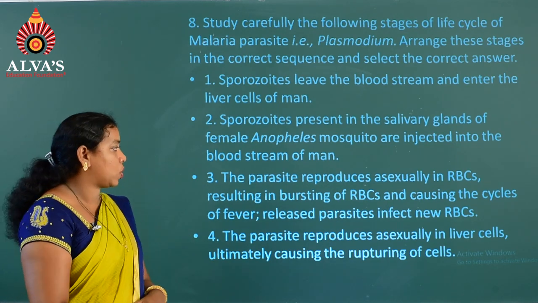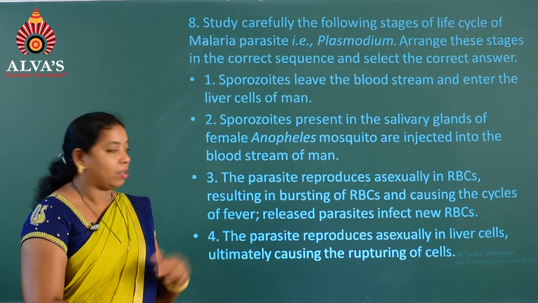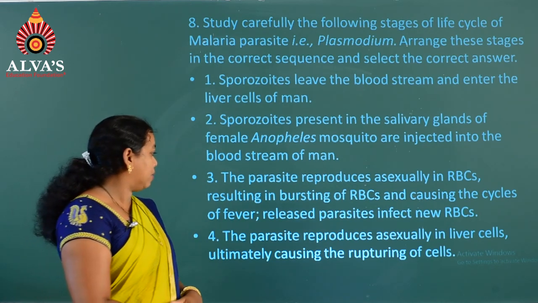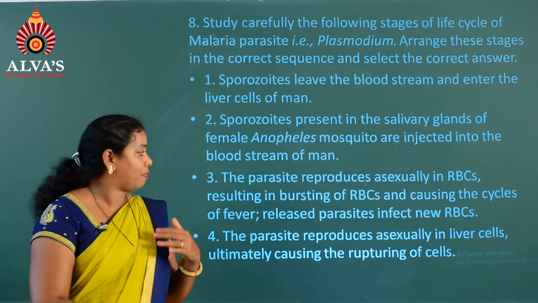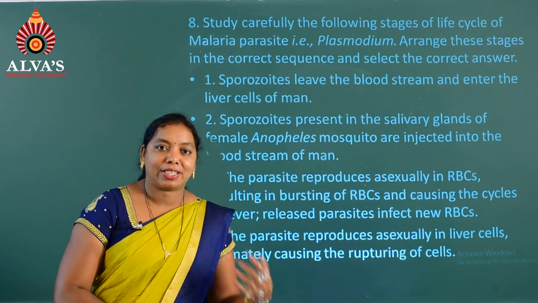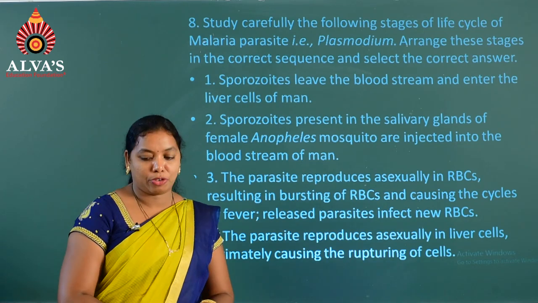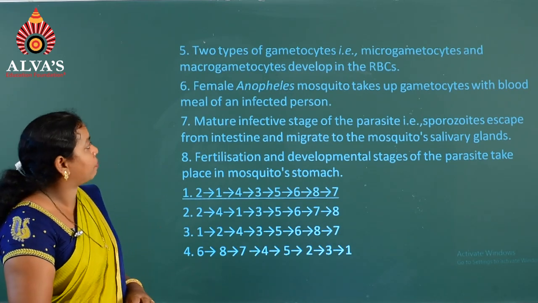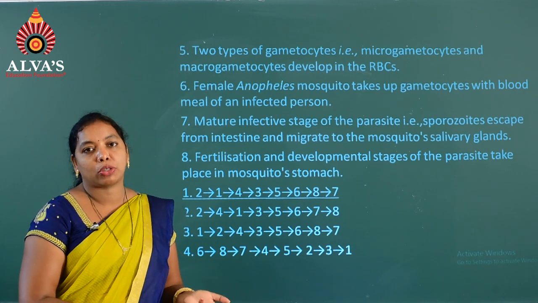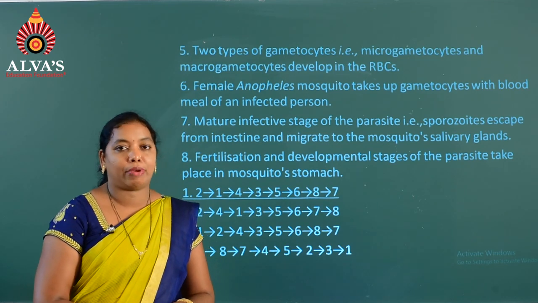The third option is the parasite reproduces asexually in the RBC, resulting in bursting of the RBC and causing cycles of fever, and the released parasites now infect new RBCs. The parasite reproduces asexually in liver cells, ultimately causing the rupturing of the cells. The fifth option: there is a production of two types of gametocytes, called microgametocytes as well as macrogametocytes, that develop in the RBCs of the infected person.